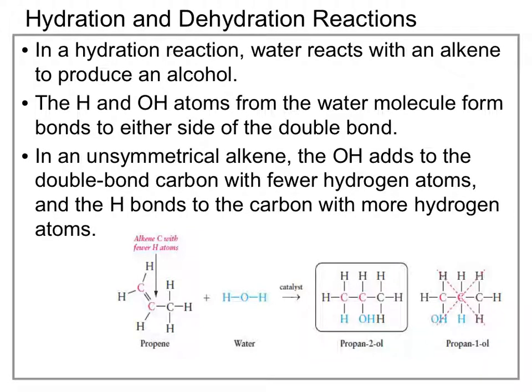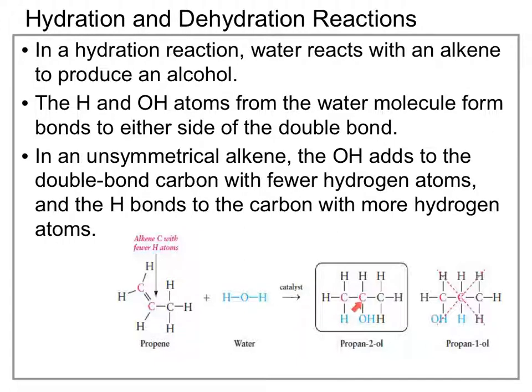Next we come to hydration and dehydration reactions. In a hydration reaction, water can react with an alkene in order to produce an alcohol. The H and the OH atoms from the water molecule form bonds on either side of the double bond. So in this example here, we see propene, and we can see that the water molecule, our H and our OH, are going to then join the carbon atoms on either side of the double bond.